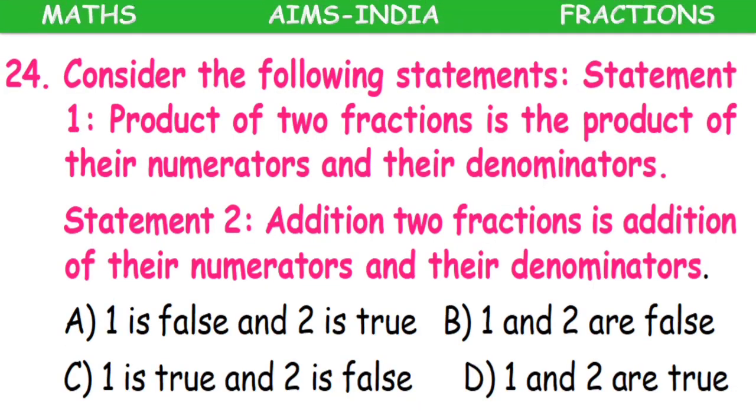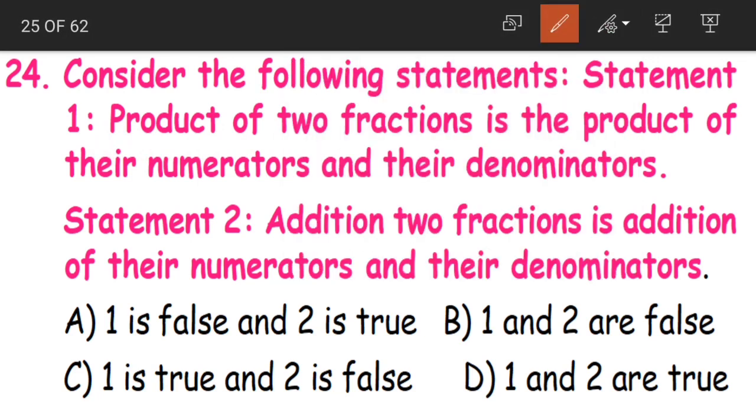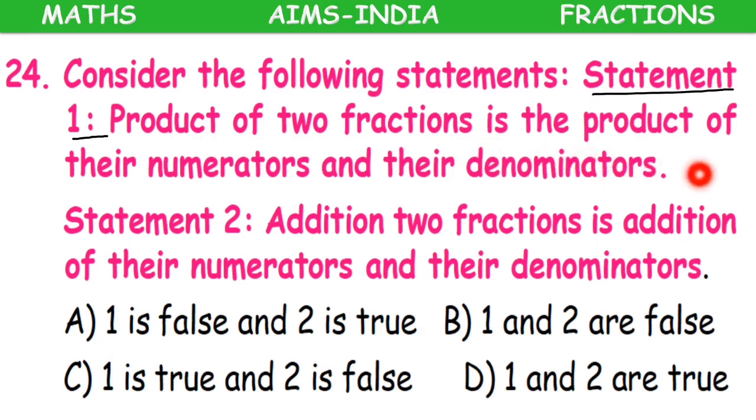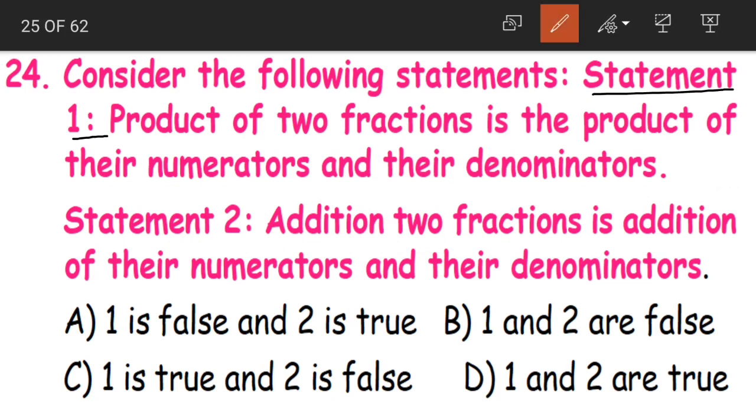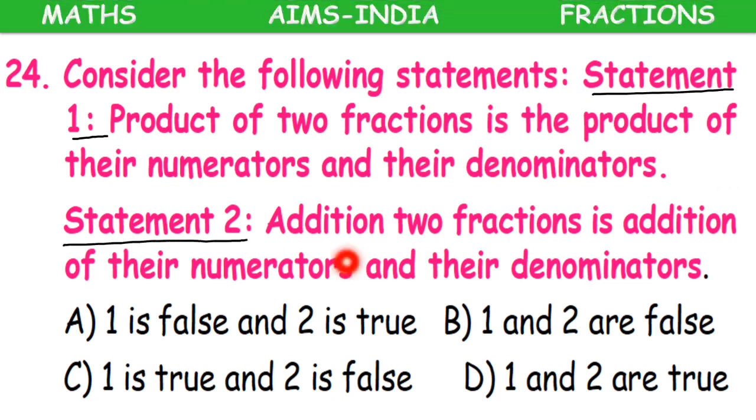Next question 24. Consider the following statements. Statement 1. Product of two fractions is the product of the numerators and the denominators. And then we have statement 2. Addition of two fractions is the addition of the numerators and denominators. And what options do we have? 1 is false and 2 is true. 1 and 2 both are false. 1 is true and 2 is false, and 1 and 2 are true.